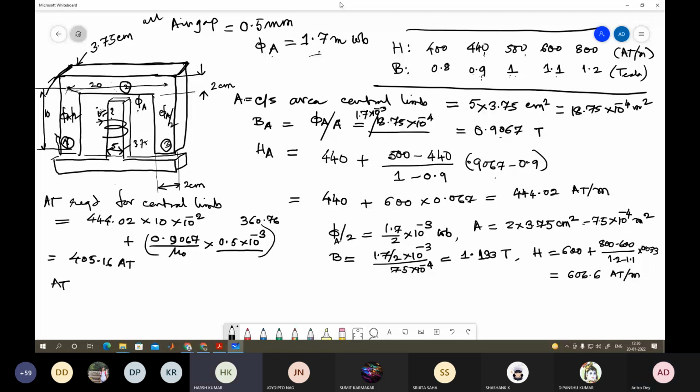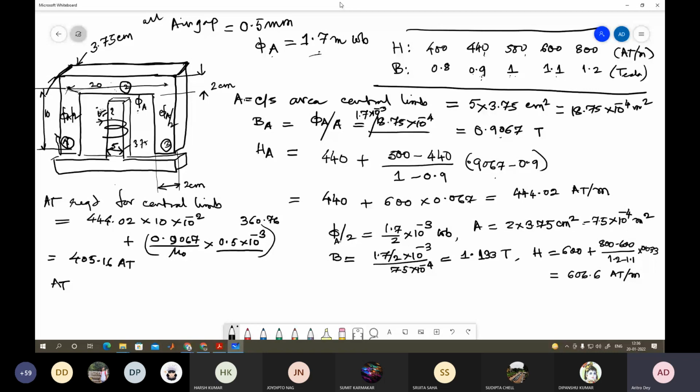Sir, how are you calculating H? Why are you adding that part, 600 plus? One by one, please tell. How are you adding 600? 600 plus 800 minus 600 by 8. That is 1.82, actually this is the point.